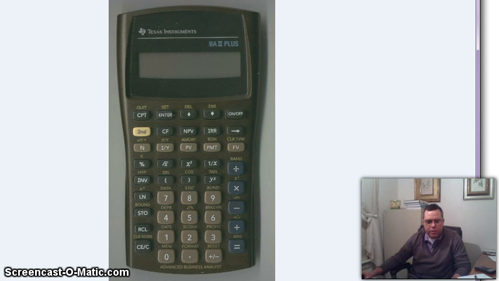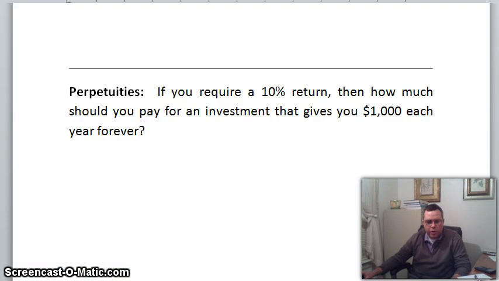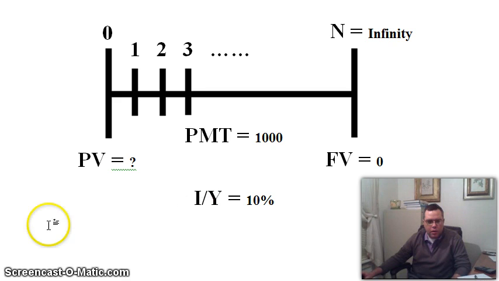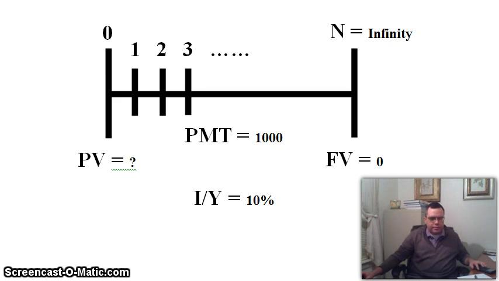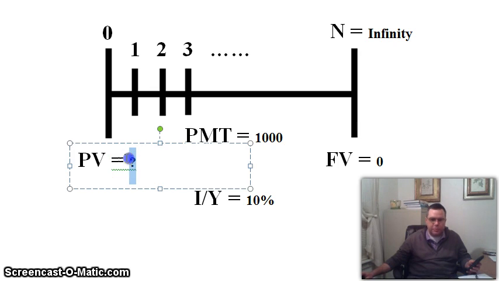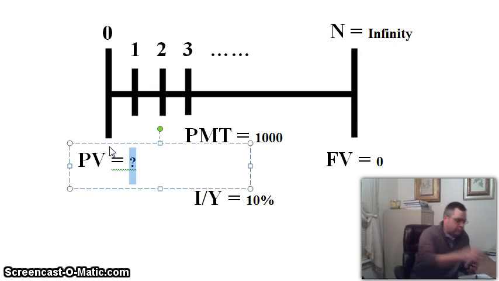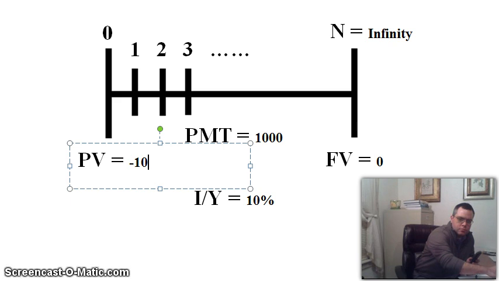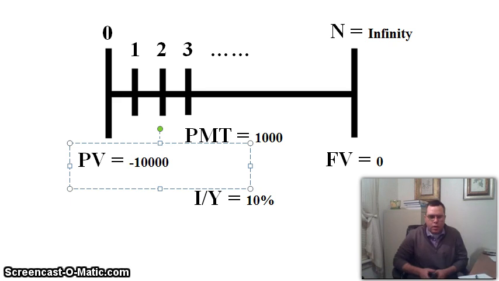So let's do that real quick. Plug this into my calculator. So if I plug all that in, I get $10,000. So that's how much you should pay for a $1,000 payment forever.